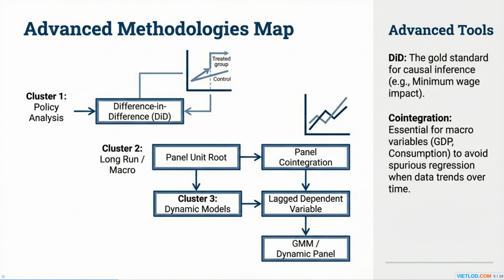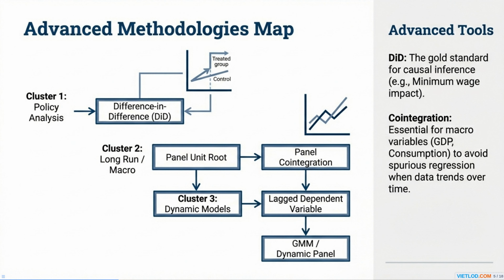This slide presents an overview of advanced methodologies and tools used in panel data analysis. We can divide these methodologies into distinct clusters based on their application. Cluster 1, focusing on policy analysis, primarily utilizes the difference in difference, or DID, method. As highlighted on the right, DID is considered the gold standard for causal inference, for instance, when evaluating the impact of a minimum wage increase. It allows us to compare changes over time between a treated group and a control group to isolate the causal effect of an intervention.